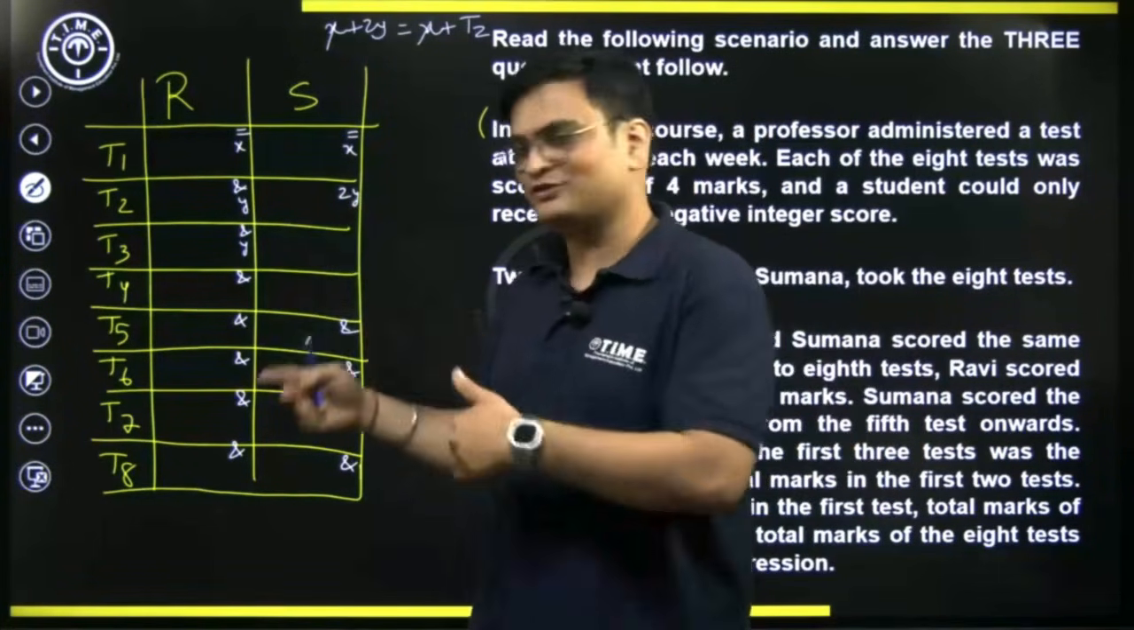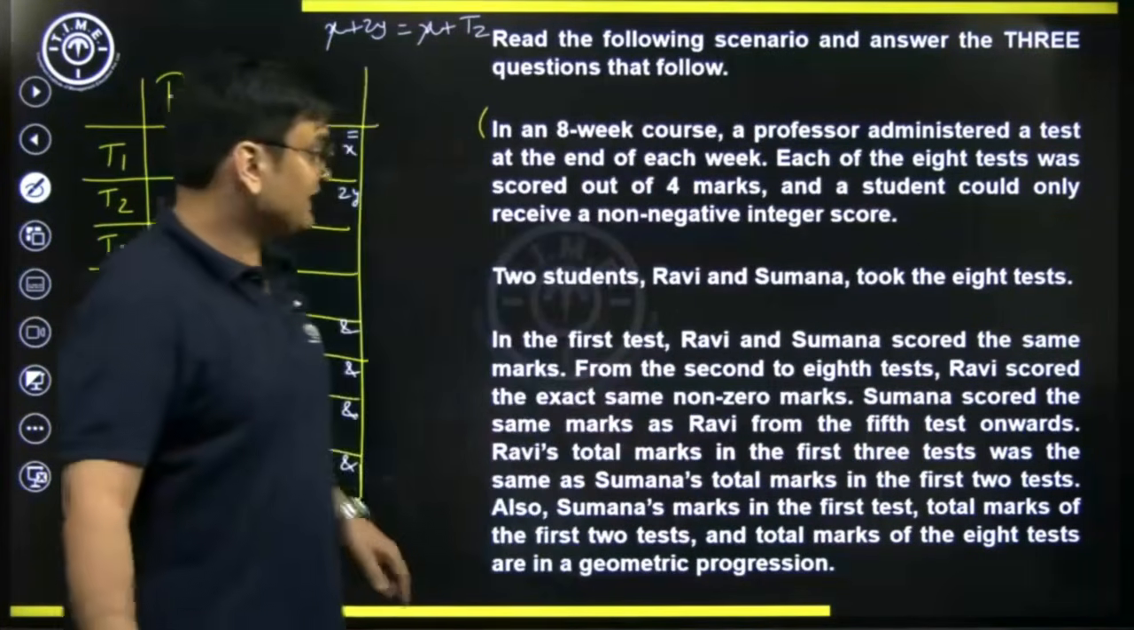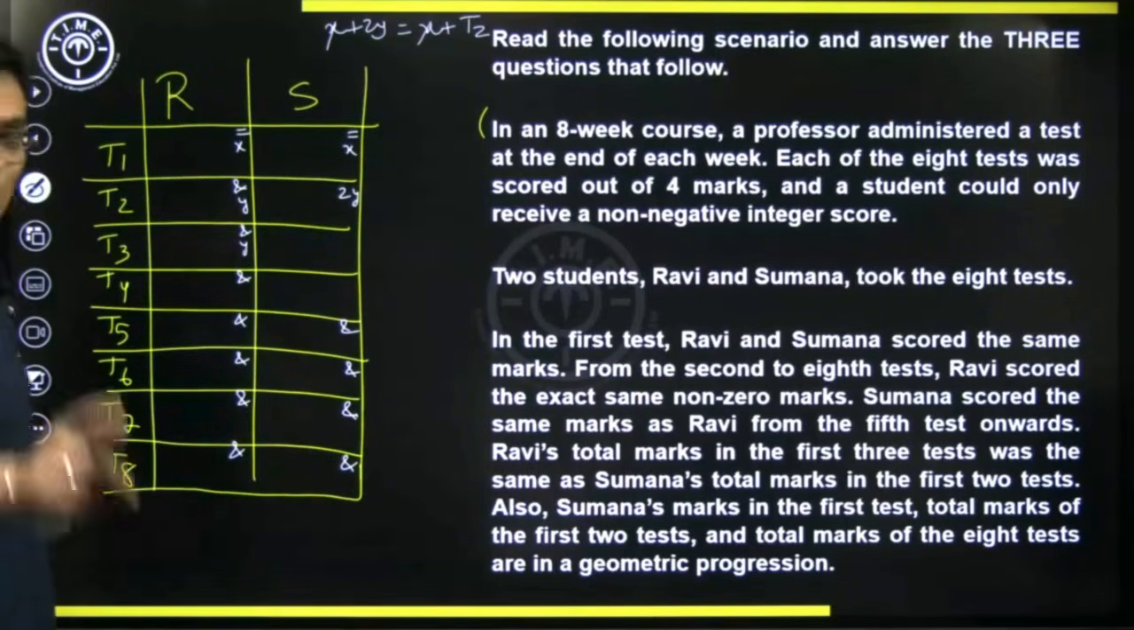It cannot go beyond 4. So hence I say this can only be 1 or 2. Y can only be 1 or 2. I hope we are clear.